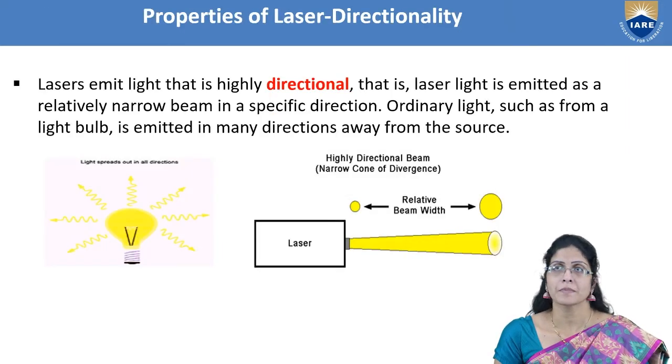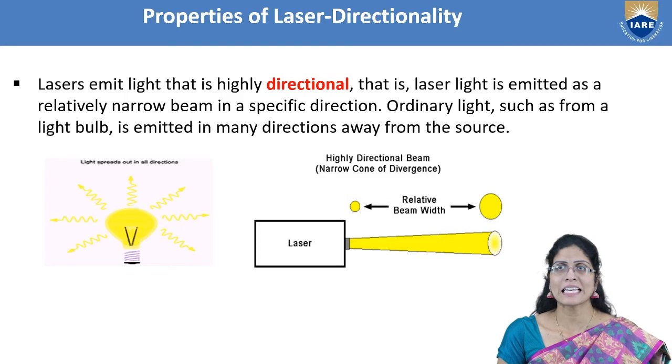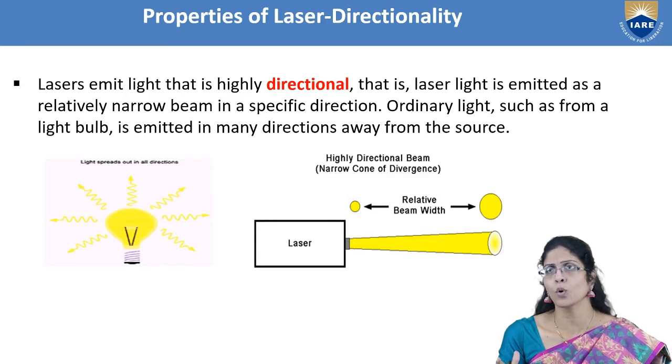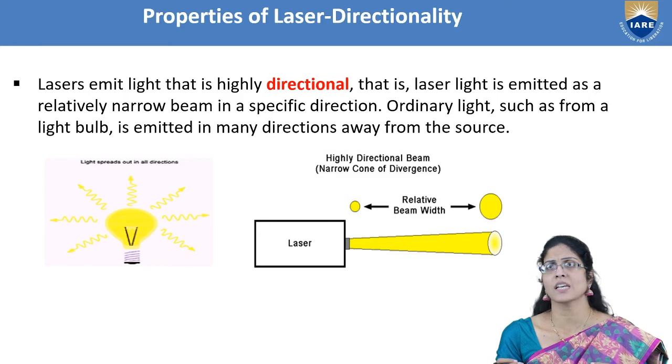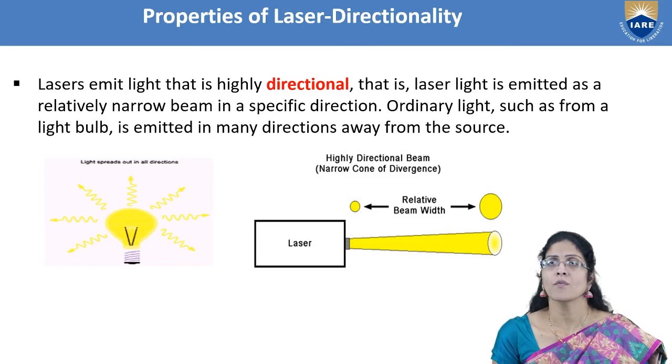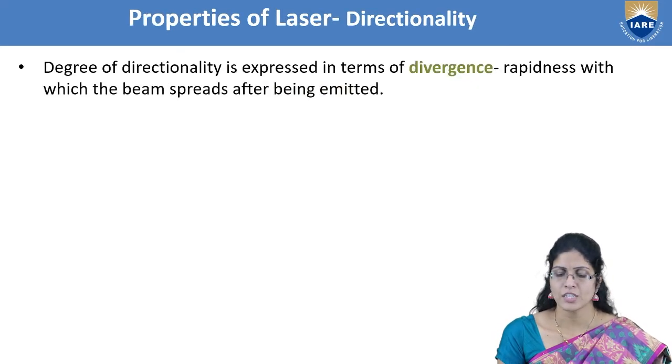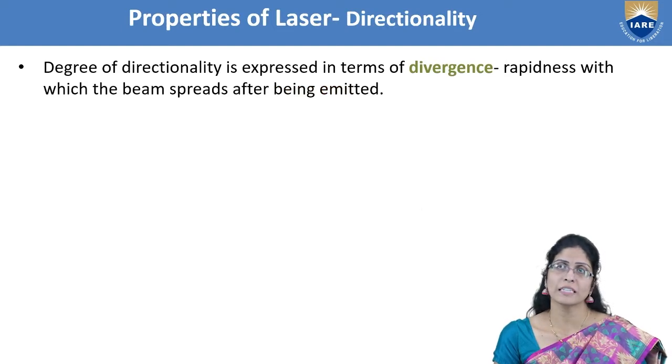It is because of the directionality. Directionality, if you see in lasers, it is highly directional. Highly directional in the sense it is relatively narrow and it is only along a specific direction. If you see a light bulb as shown in the slide, it is emitted in different directions and the wavelength spread and the divergence is very much more. So directionality, when you see for the laser on the screen, you are seeing a very thin cone coming out, a narrow cone, and the relative beam width will also be different. Why is it? It is because this directionality can be understood in terms of the divergence.